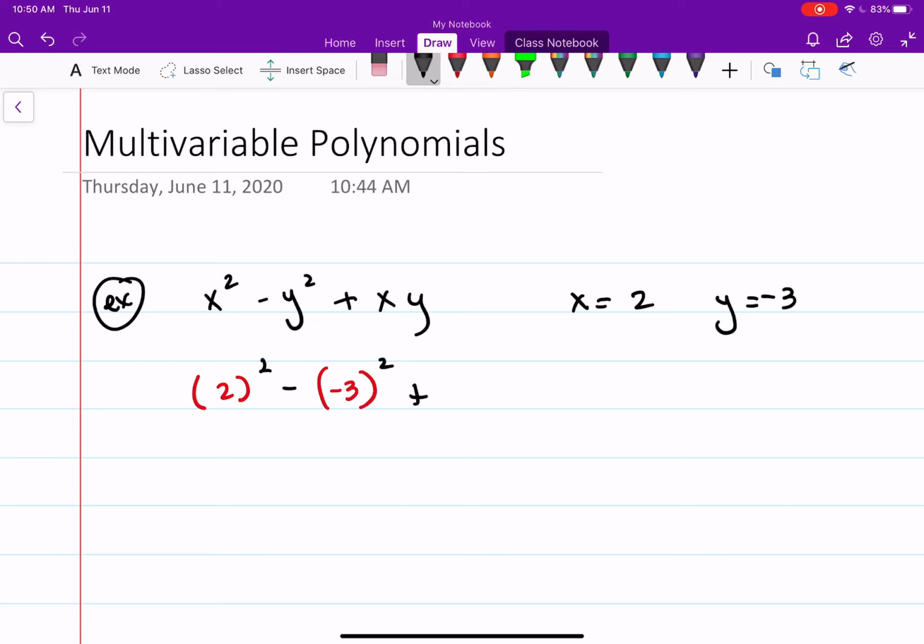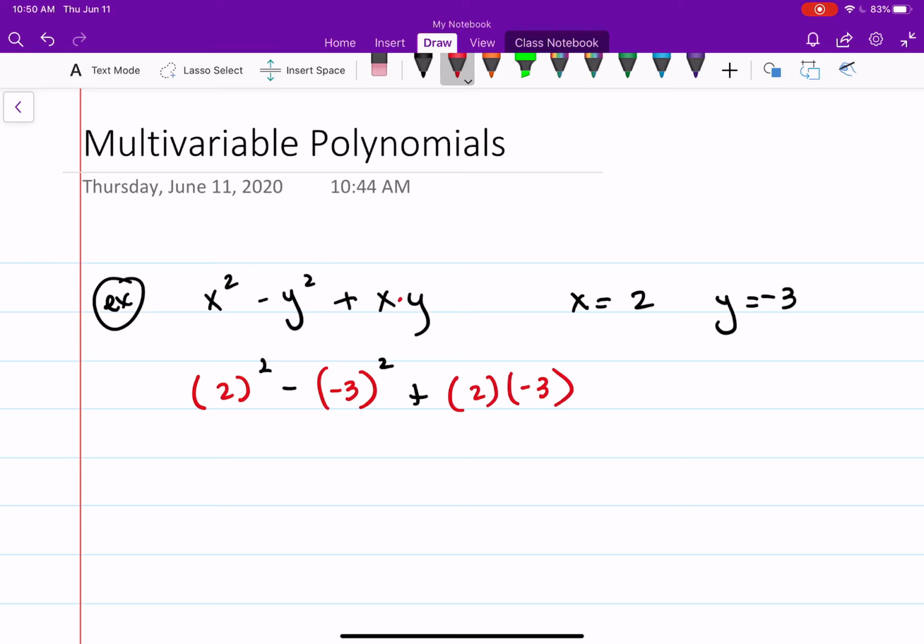And the xy, when the two letters are next to each other with no operation put in the middle, operation meaning addition, subtraction, multiplication, division, if there is no operation shown, then it's always assumed to be multiplication. So this is actually 2 times -3.